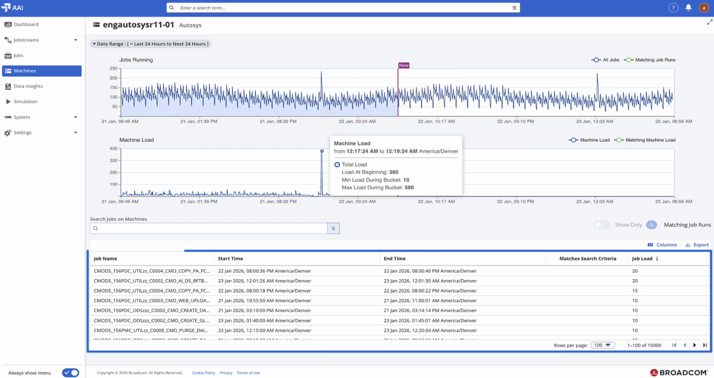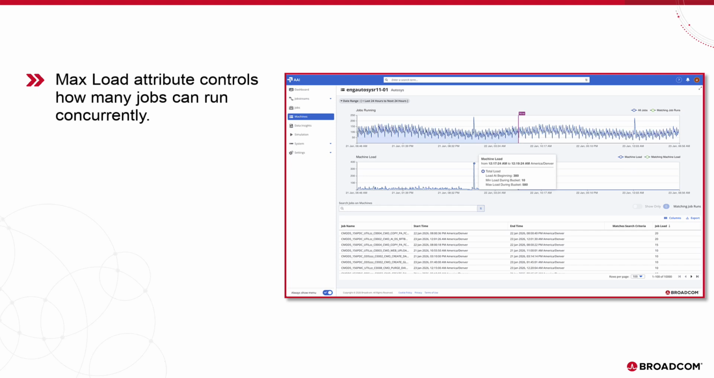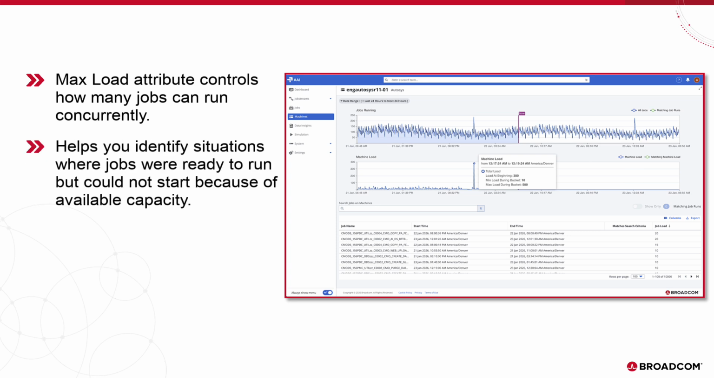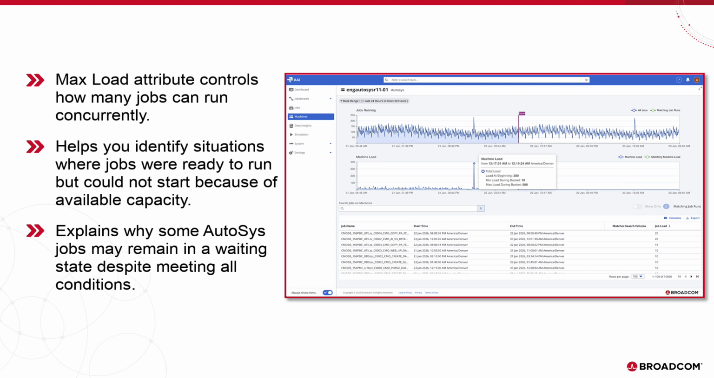The table below shows you which jobs consumed load units and how many units each job consumed during the same interval. The machine's max load attribute controls how many jobs can run concurrently. For example, even if 100 jobs are ready to run, the machine may only have enough available load for 10 of them to start. This feature helps you identify situations where jobs were ready to run but could not start because the machine had no available load capacity. It also explains why AutoSys jobs may remain in a waiting state even when all dependencies and conditions are satisfied.